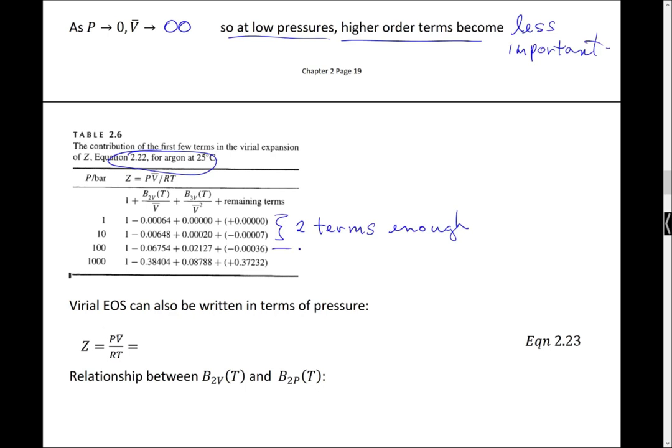If I go to like 100 atmospheres, I see that I start to get some contribution from the 3rd and the 4th term, but really I only need to worry about the first 3 terms. Okay? So in this case, 3 terms are sufficient. And if we go to really high pressures, 1,000 atmospheres, we see we have significant contribution of the other terms. And I'd have to go beyond this 4th term. Okay? All right. So we're going to be limiting our discussion to the lower pressure region to keep it simple. Right?